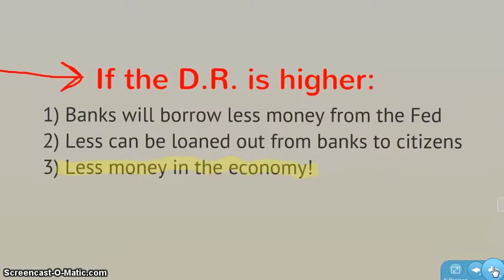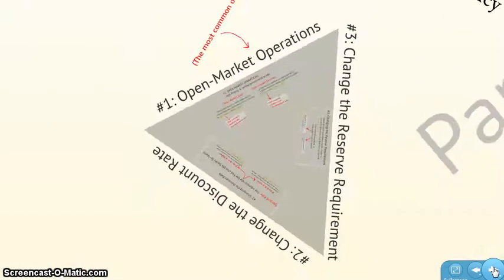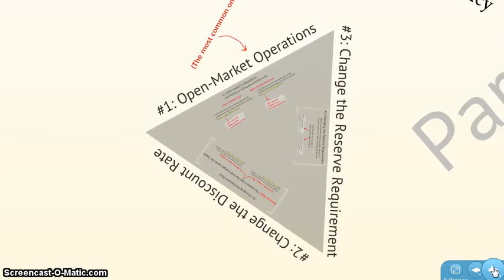The opposite can happen if the discount rate is raised or is higher. You're going to see banks borrow less because it's now more expensive to borrow money from the Fed. They won't have as much cash, they won't make as many loans, there will be less money in the economy, and things will sort of start to contract and slow down. That's the second tool, changing the discount rate.